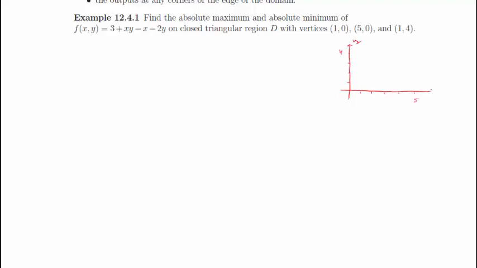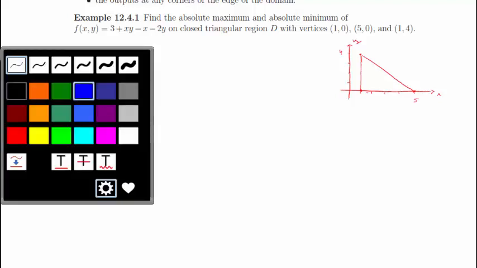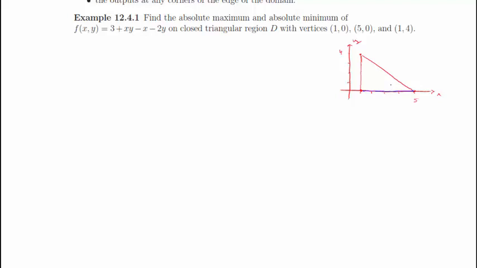So here's my y-axis. This is going to be my x-axis. We have the point (5, 0). We have the point (1, 0). We have the point (1, 4). And this is a closed region, so we are including the boundary on this. And actually, let me change the color. So write this out: (1, 0), (5, 0), and (1, 4).